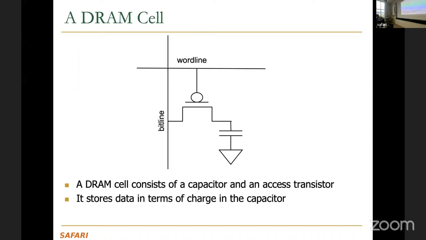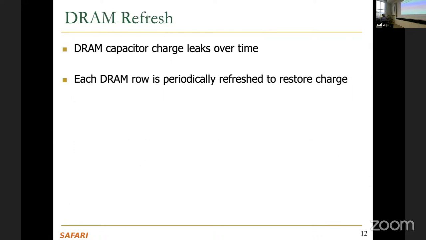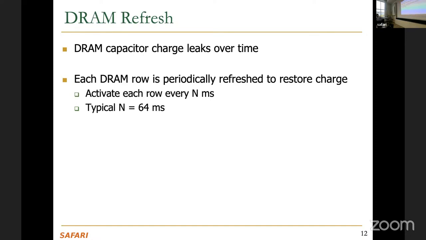Okay, so DRAM refresh. I could have used that water example if I had that picture in the talk, but I didn't have that picture at that time. A DRAM cell, as you've seen also last week, consists of a capacitor and an access transistor. It stores data in terms of charge in the capacitor, and essentially, this charge leaks. A DRAM chip consists of tens of thousands of such rows of cells. So it's big, basically, and it's becoming bigger. The problem is DRAM capacitor charge leaks over time. As a result, each DRAM row is periodically refreshed to restore the charge. This is called a refresh. In other words, you activate each row every n milliseconds, and typical n at the time was 64 milliseconds. Today, we're at 32 milliseconds and lower at higher temperatures.